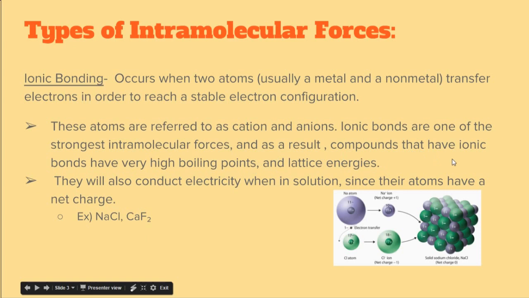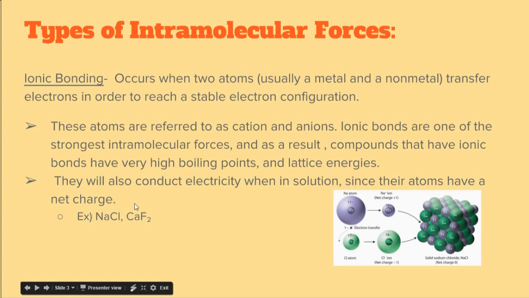As a result, compounds that have ionic bonds have really high boiling points, really strong lattice energies, which pretty much just means it takes a lot of energy to break them down from their solid forms. They also conduct electricity when in solution since their atoms have a net charge. So because they gained an electron, because they lost an electron, there's a net charge, there's a potential difference, a current can form, and they will conduct electricity when in solution.